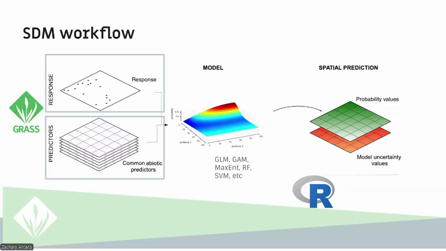And for this, I use R. So this is why I named my talk grass-fed species distribution modeling, because I do all this pre-processing in GRASS. I store my data in GRASS. I do the modeling in R. I predict in R, and then I come back to GRASS. And for this connection, I use this nice interface. It's an R package called rgrass.